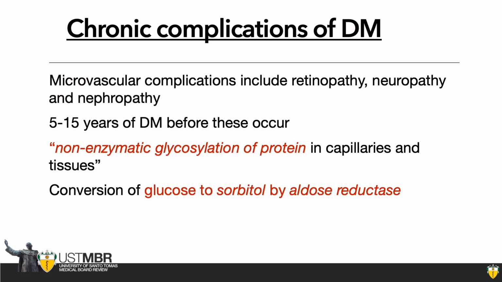Chronic complications are the microvascular complications of retinopathy, neuropathy, and nephropathy. Okay, it takes time for this to happen, and there are a lot of hypotheses on why this happens. It could be non-enzymatic glycosylation of protein, or glucose converted to sorbitol by aldose reductase.